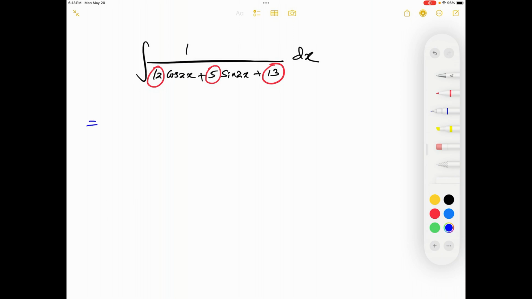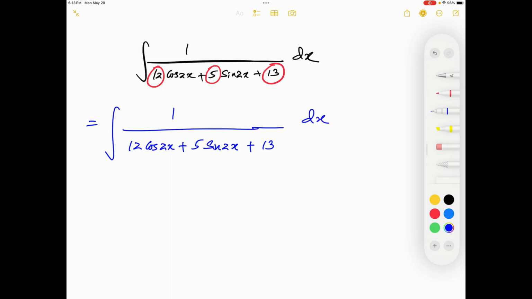Let me write down this integration one more time. I have 1 over 12 cosine 2x plus 5 sine 2x, and we also have a 13 on the numerator. I have dx. I'm going to write down all the terms in the denominator within parentheses. Then I'm going to divide both top and bottom by 13. Next, this 1 over 13 from the numerator will be written outside of the integral. Let me go to the next line.